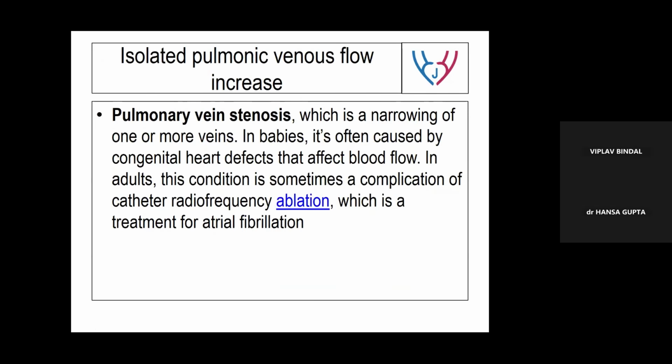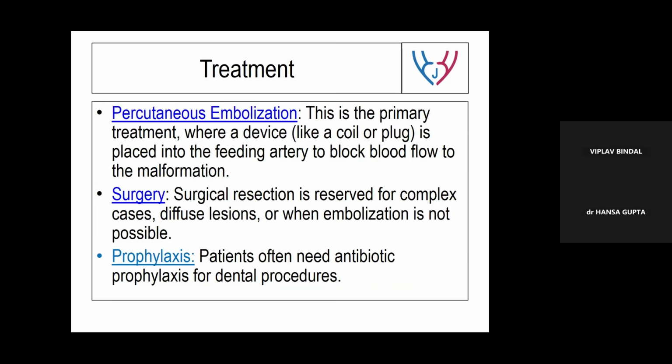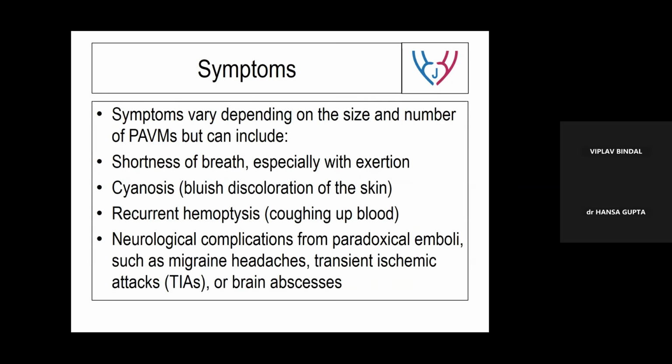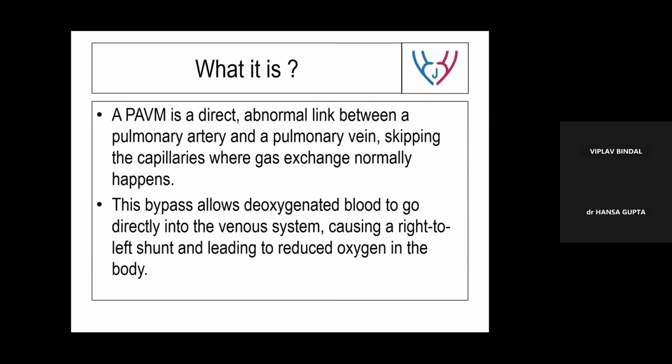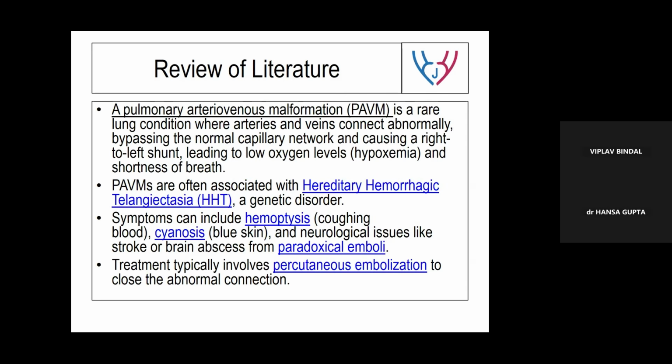And now I'll go back and show you what the basic causes for this are. One of the causes, of course, in this subset of patients is pulmonary AV malformation, where a bypass allows deoxygenated blood to go directly to the venous system, causing right to left shunt and reduced oxygen saturation, but not always. And the most important thing is these pulmonary AV malformations are congenital, with hereditary telangiectasias, hemoptysis, cyanosis, paradoxical emboli, percutaneous embolizations. But for the first time, I can repeat, they were happening because of infective pathology.